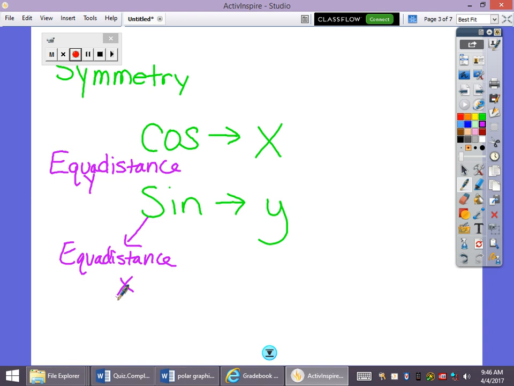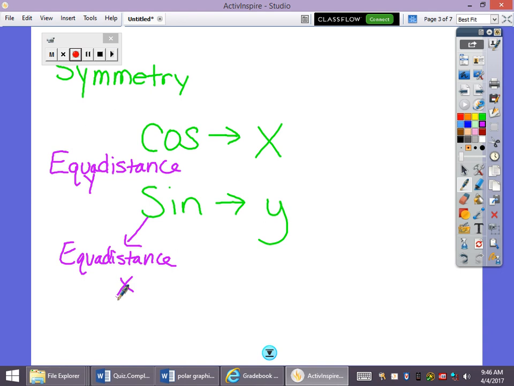Okay, good? Remember, when you learned symmetry in geometry, if it's symmetrical to the x, that means your y's were flipped. If it was symmetrical to the y, then your x's were flipped. Do you remember doing that? Okay, all right.